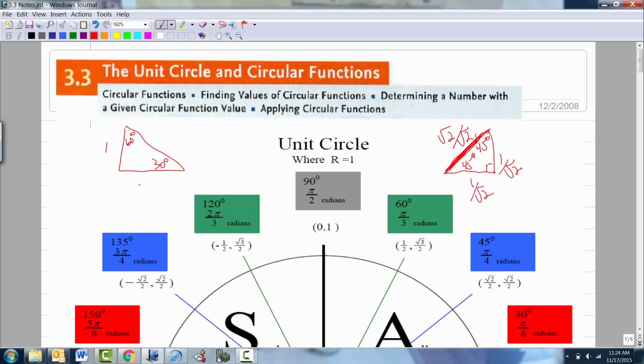1. Side opposite 60. Side opposite the 90. 2. But I want this to be what? 1. So this, and this happens.